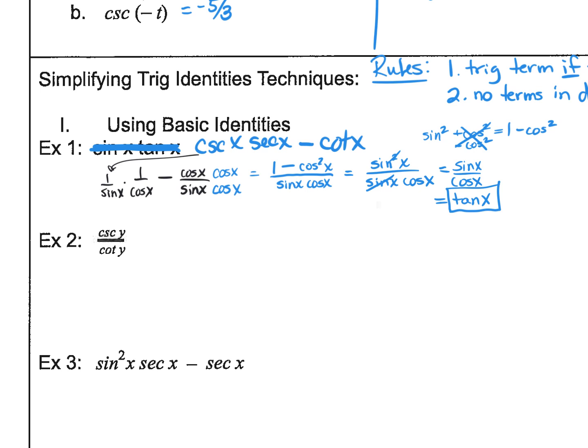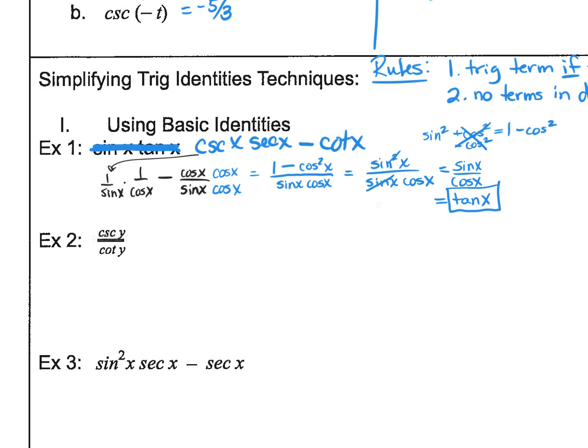Because you'll get better at seeing where you have to start. That's the hardest part, is where do I start? Which is why I'm giving you techniques. The first technique was turn everything into what? Terms of sine and cosine. So that at least gives you a place to start. So let's look at another one.